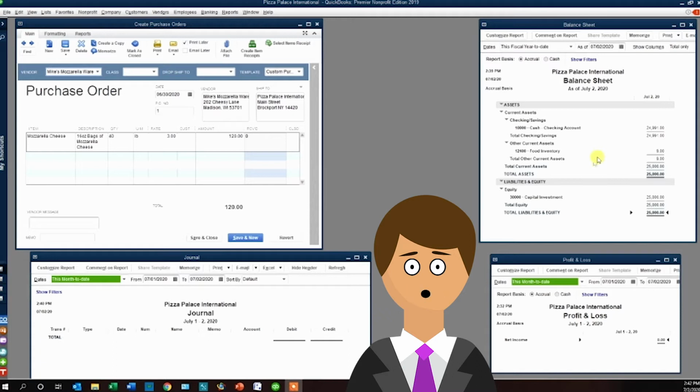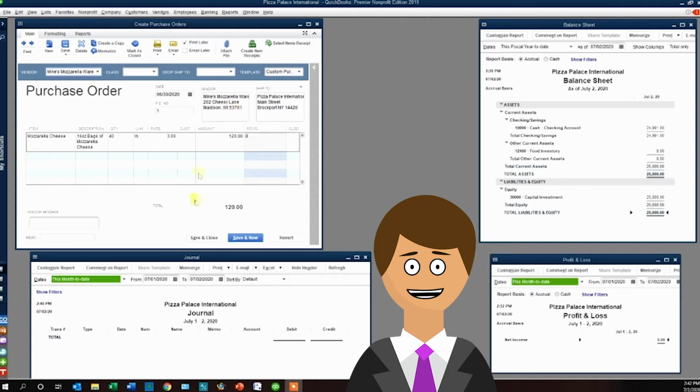but we need more inventory to open and start the pizza business. So what we did is we created a purchase order, and that's the first step of the payables process: requesting a vendor to ship you some goods that you'll eventually pay to them. In this case, we've got Mike's Mozzarella Warehouse.